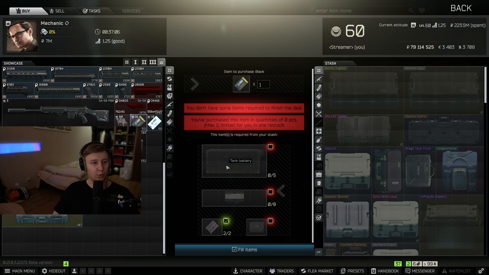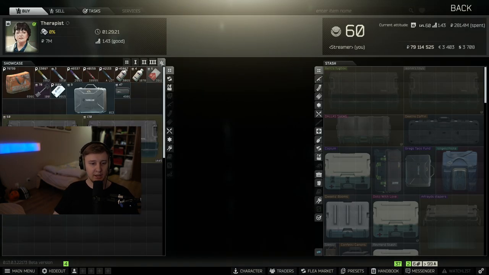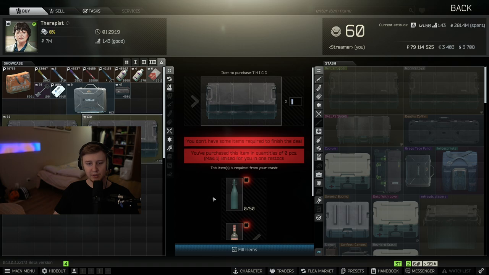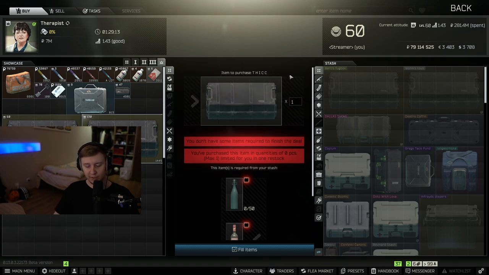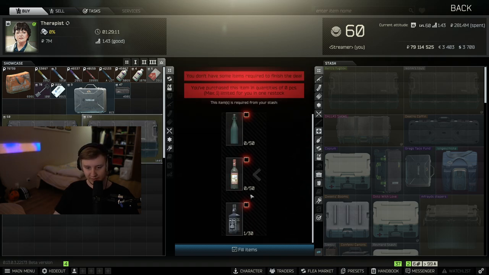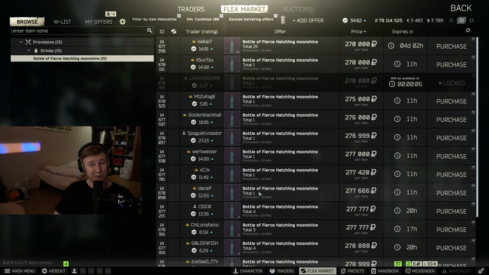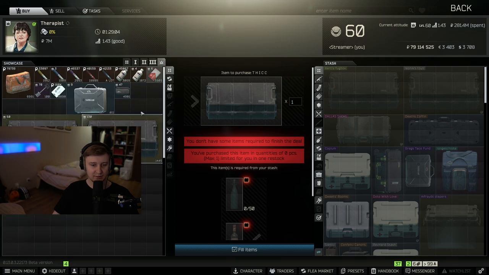And the other worthy mention is probably the thick cases from Therapist. Right now there is way more of them. And if before it was impossible to get a thick case via Moonshine trade because they would be out of stock instantly, they are back in stock. So probably Moonshines might go up in price a bit. 270k, I guess a little bit pricier than it used to be.